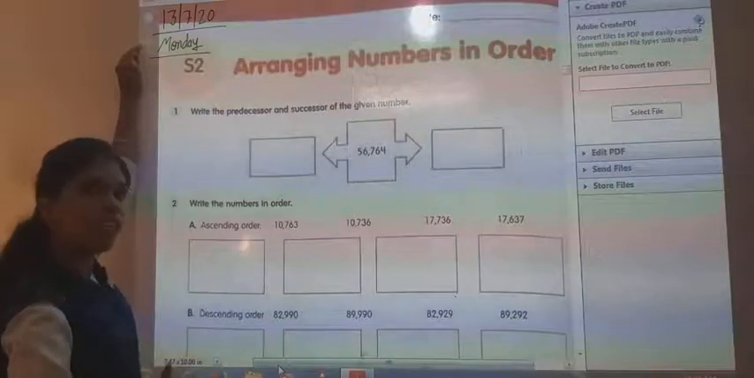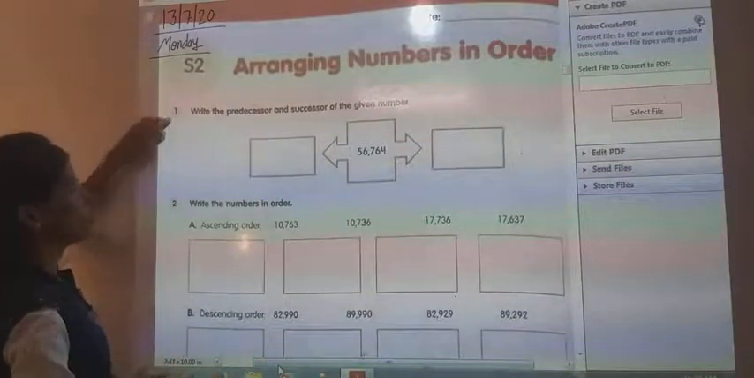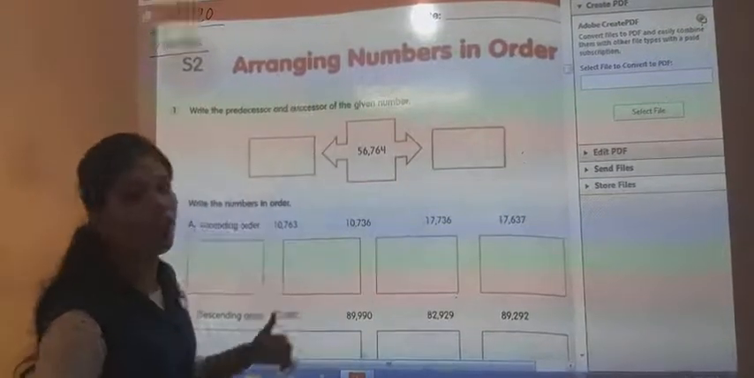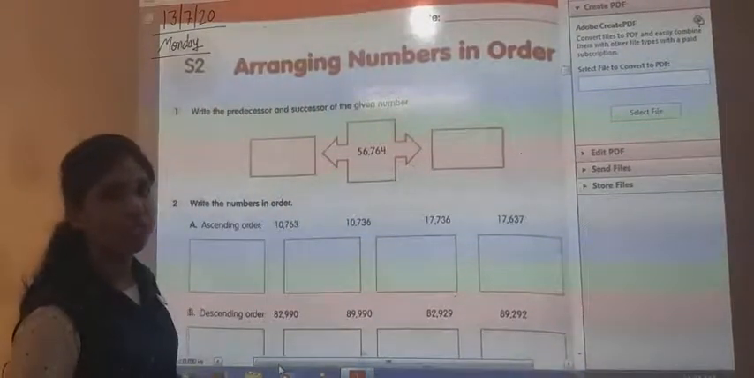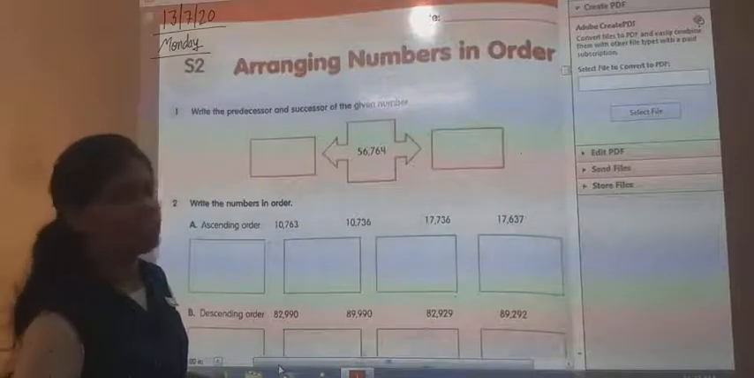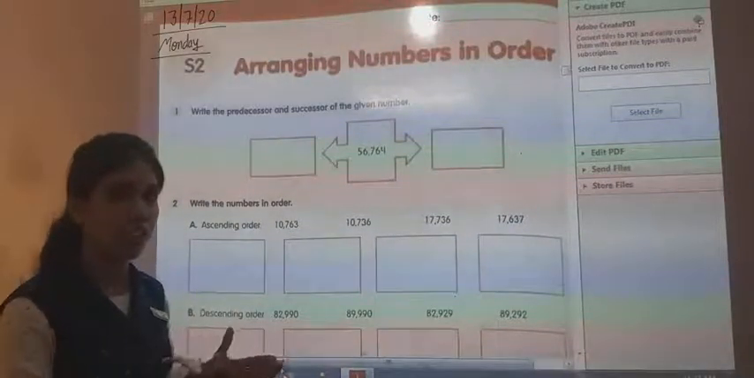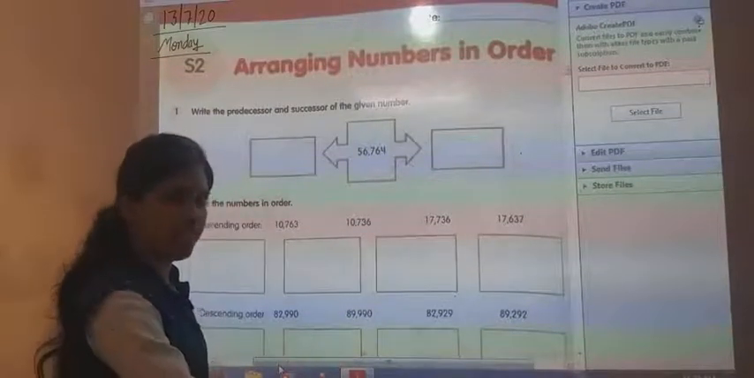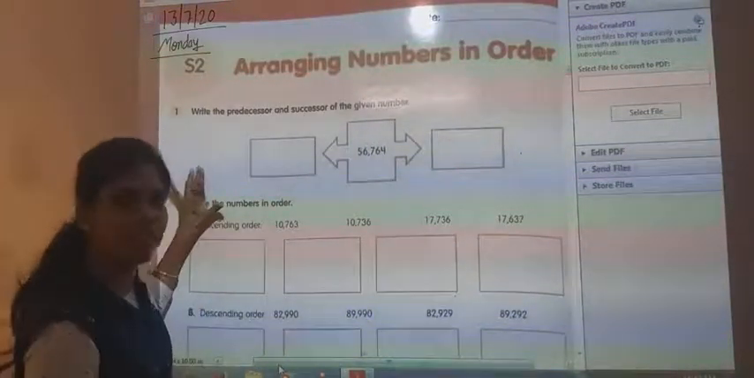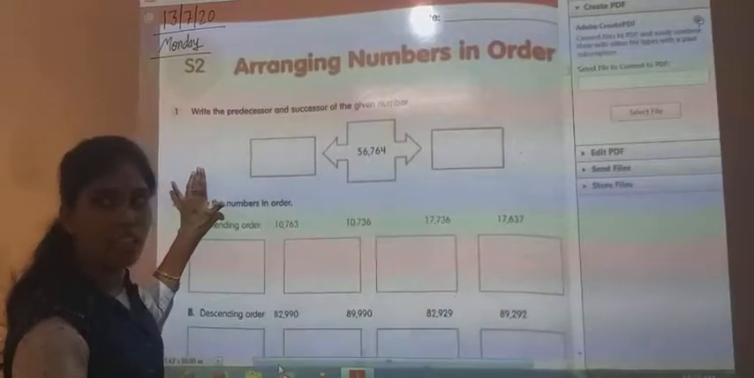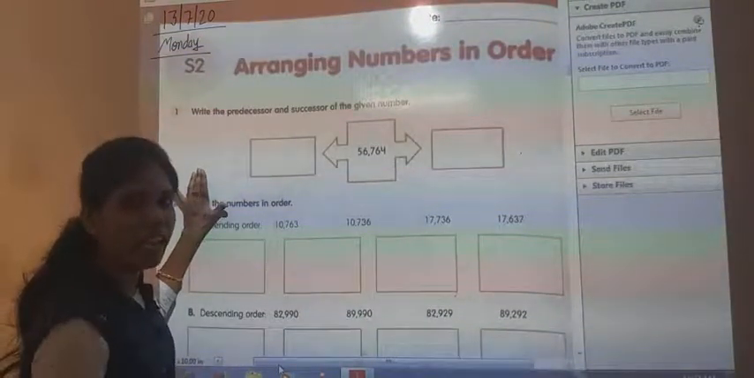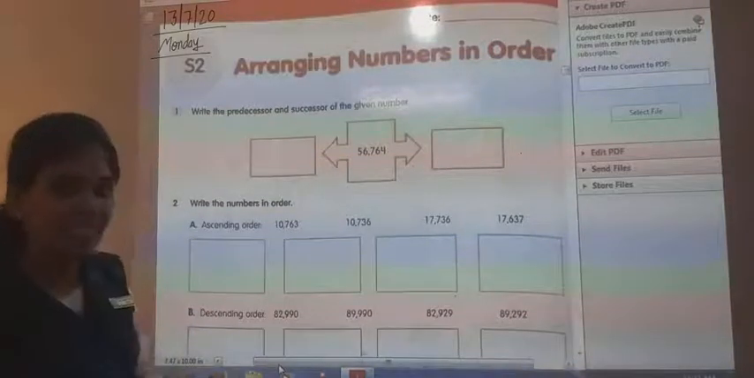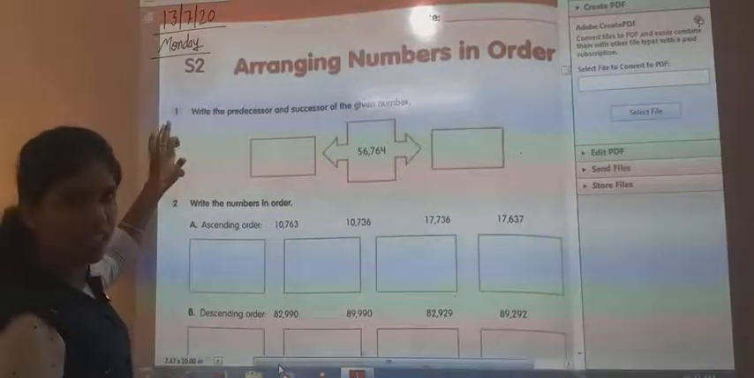Okay, so let's start. Question 1 is, first of all, what is the meaning of arranging numbers? That means we have to arrange, set up a number, that which one is greater and which one is smaller. Okay, so let's start. Question 1.